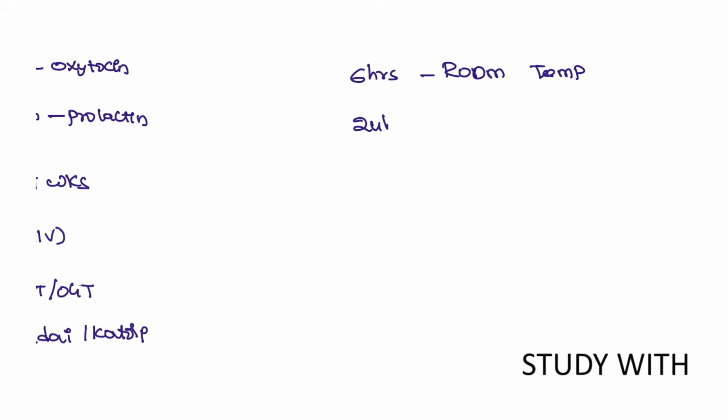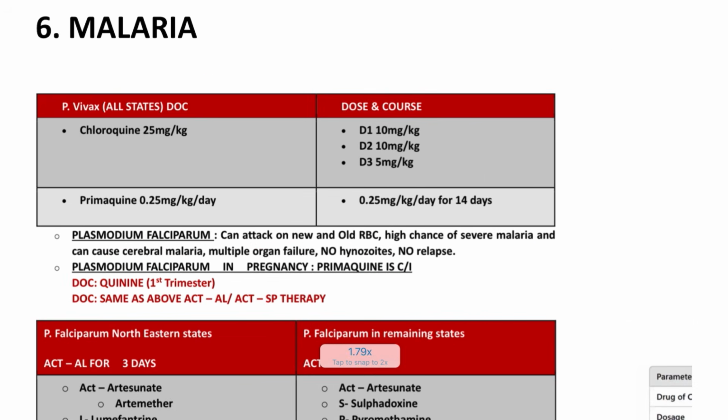For 24 hours in the fridge, a general fridge, you can store. More than 3 months, you have to store at minus 2 degrees Celsius. It has to be stored for the 3 months of the storage, right? Next, moving on to malaria, how malaria treatment is given to patients.